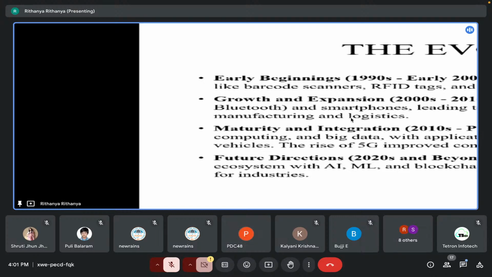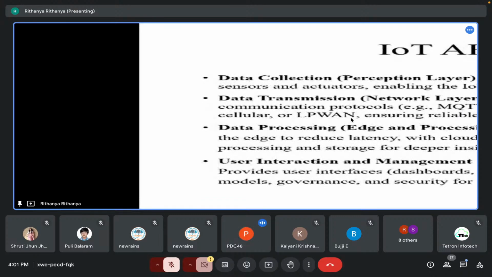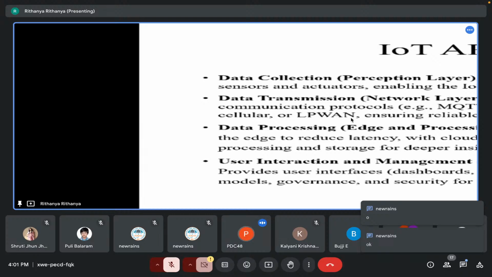The rise of 5G improved connectivity. Future direction, 2020s and beyond: IoT is evolving into a more intelligent ecosystem with AI, ML, and blockchain, making it smarter, more secure, and scalable for industries. IoT architecture: data collection, the perception layer; data transmission, the network layer; data processing, the edge and processing layers; user interaction and management, the application and business layers.